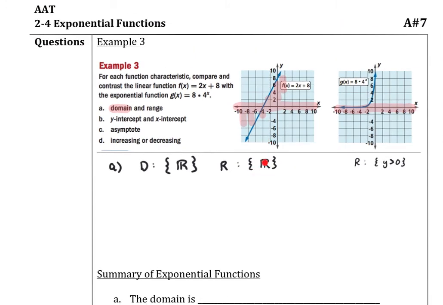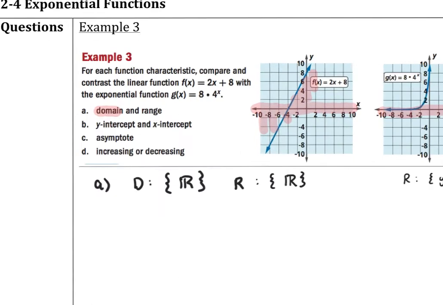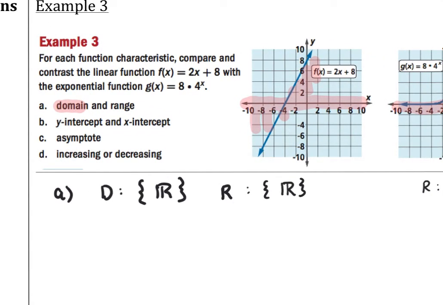What's different is the ranges, the output. This is only positive numbers, and this one here is all real numbers. All right, let's look at the x-intercept and the y-intercept. So start with the y-intercept. The y-intercept is here, and let's see.